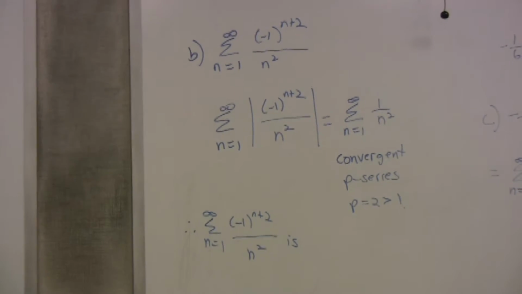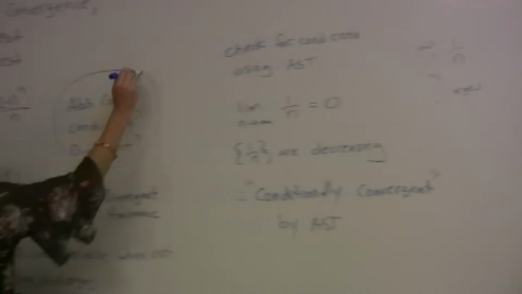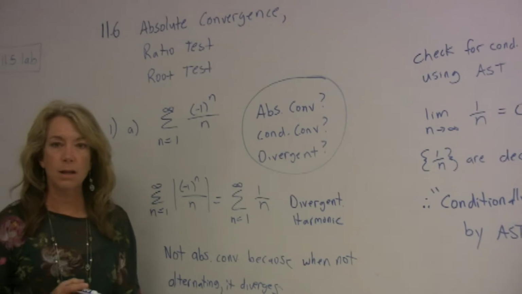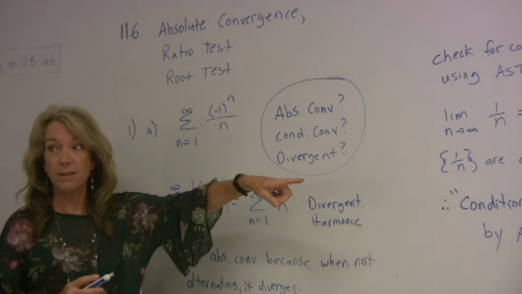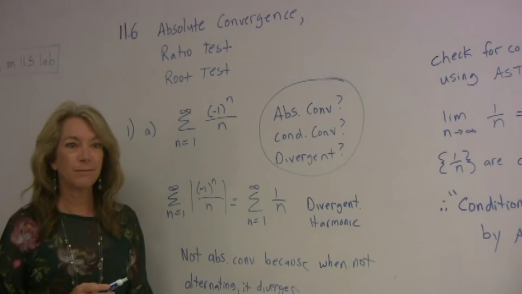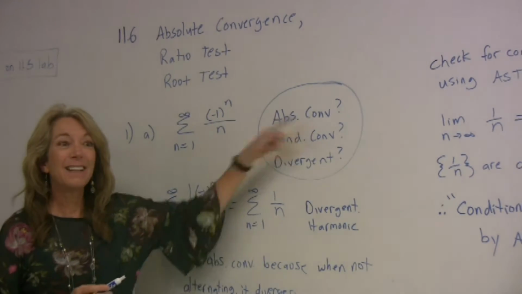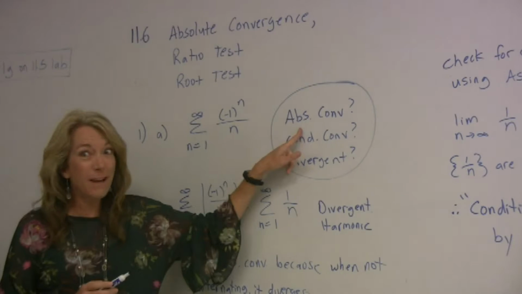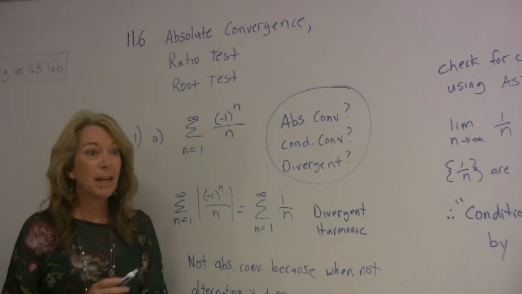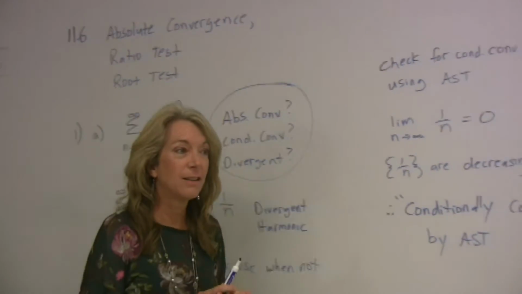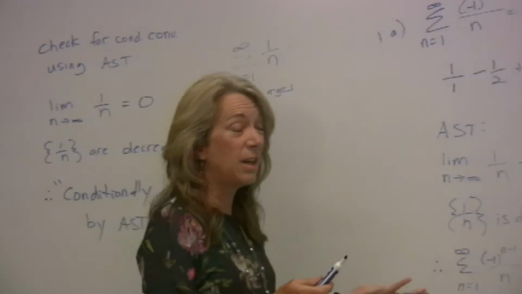Remember the question was this, which one of these three? We just took absolute values and it converged. Absolutely convergent. Beautiful. We took absolute values and it converged, which means it's absolutely convergent. It converges even if it's not alternating. It converges if it is alternating too.